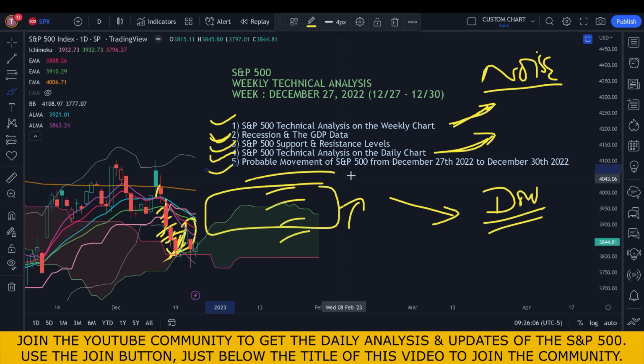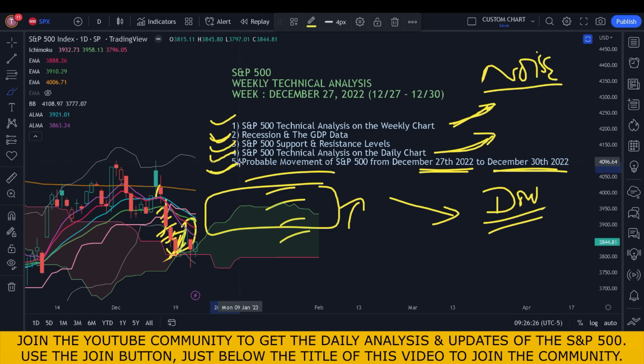Then comes the probable movement of S&P 500 from December 27th, 2022, that is Tuesday, to December 30th, that is Friday. Once again, guys, Monday is a holiday. 26th of December, that is a holiday. So this is the probable movement of S&P 500 from December 27th to December 30th, 2022.